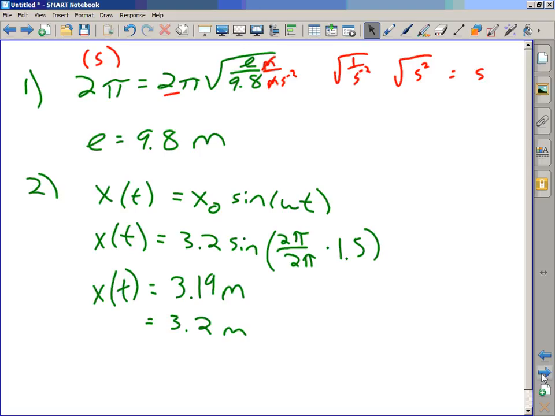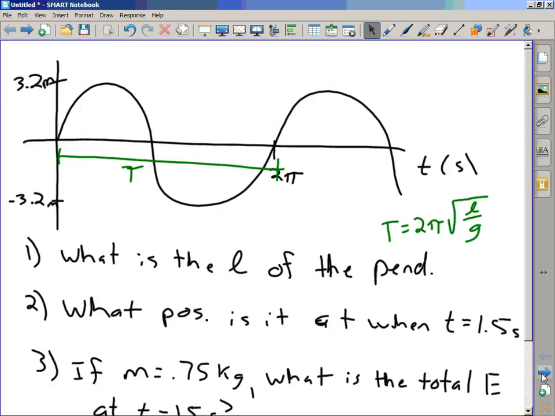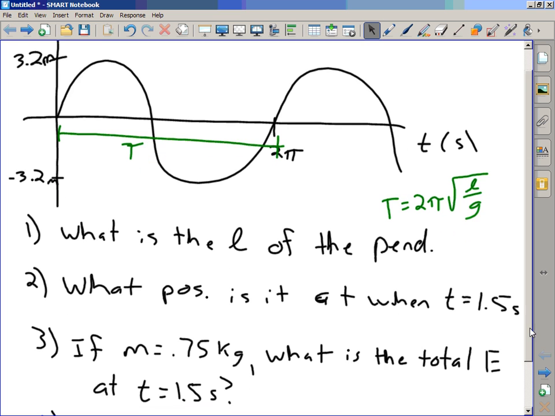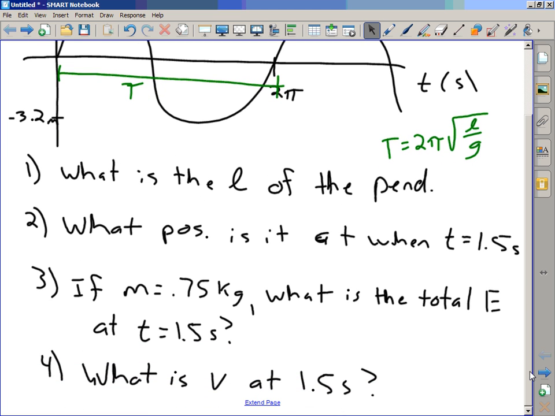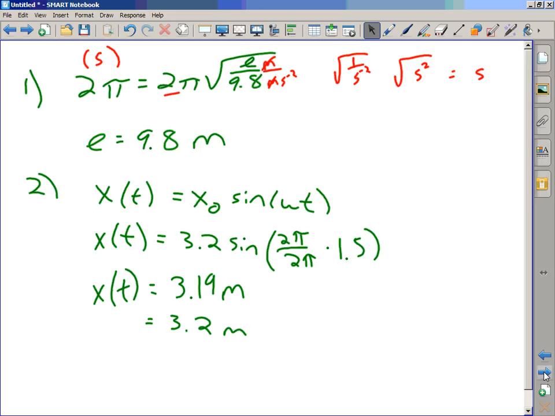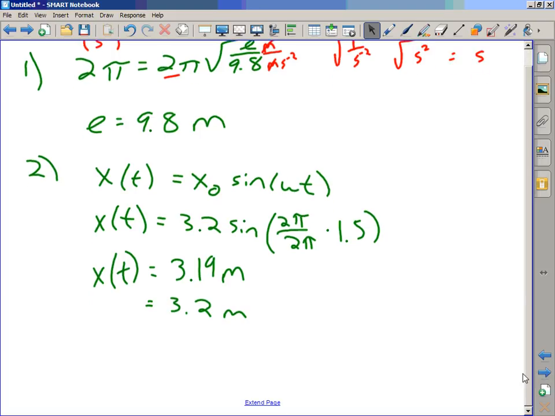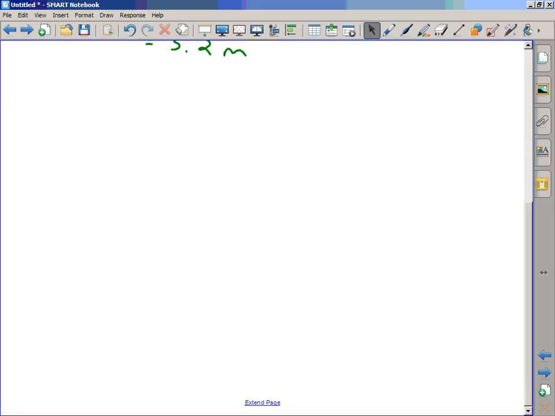All right, next. 3, I gave you a mass, 0.75 kilograms. What is the total energy at 1.5 seconds? What equation do we want to use for total energy? What equation do you want to use? I'm sorry? Omega squared x naught. Yeah.